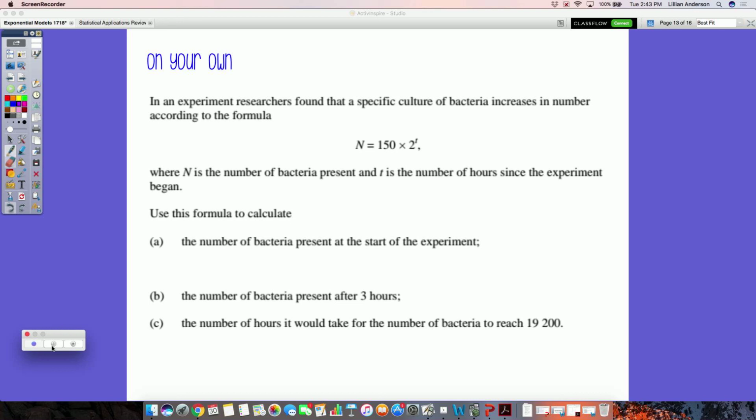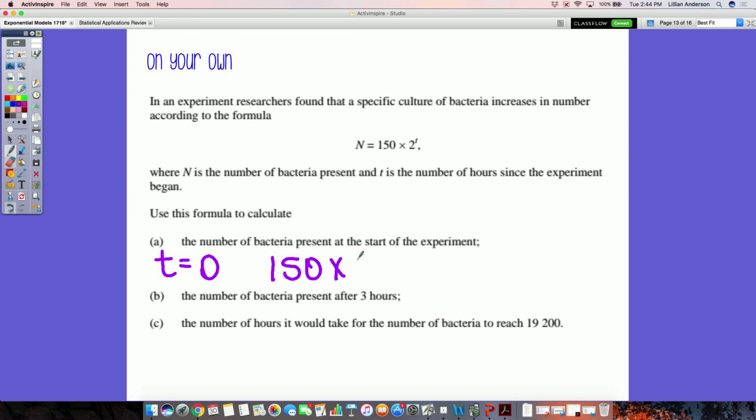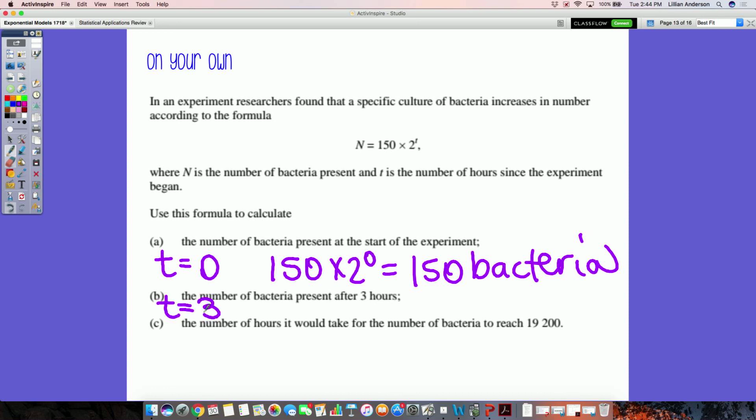All right. So we have an equation, 150 times 2 to the t, where n is the number of bacteria present and t is the number of hours since the experiment began. It asks you for the number of bacteria present at the start of the experiment. That basically means when t equals what? 0. So 150 times 2 to the 0 power is going to equal what? 150 bacteria, exactly. And then it asked you how many you had after 3 hours. That's basically when t equals 3. So you're plugging in 3 for t, and you get how many? 1200. Simple enough, right?